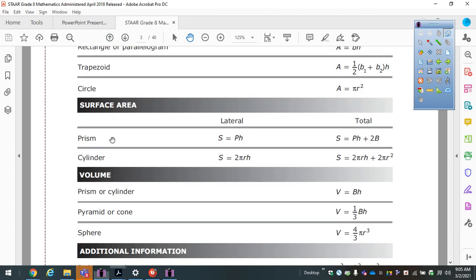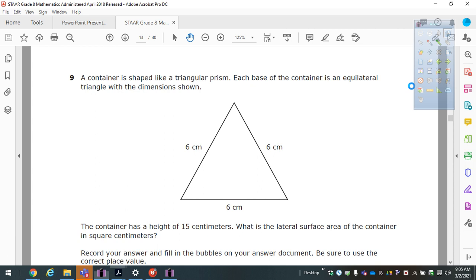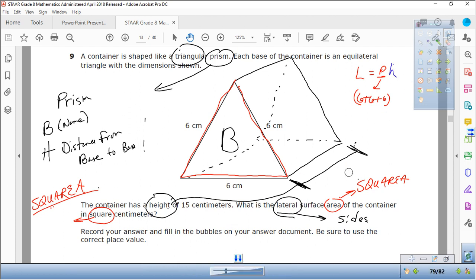Lateral surface area of a prism. Lateral is Ph. You see that real quick? Lateral surface area of a triangular prism goes like this: lateral surface area is equal to Ph. P stands for perimeter of the base. So the perimeter of the base is this, this, and this. So it's going to be 6 plus 6 plus 6. What's my height? The distance from one base to the other base, 15.